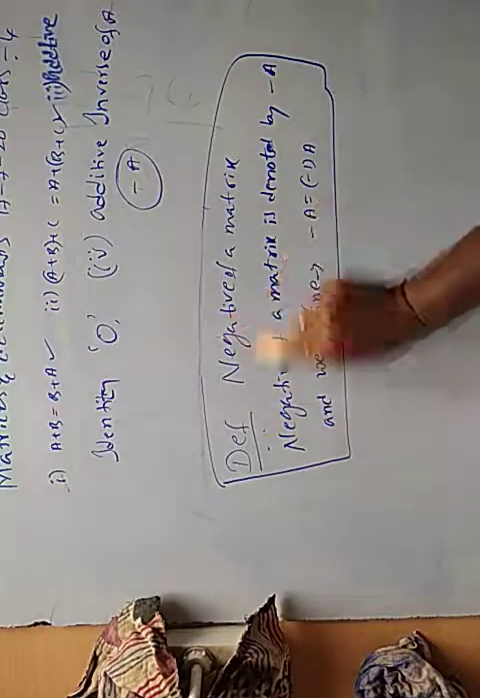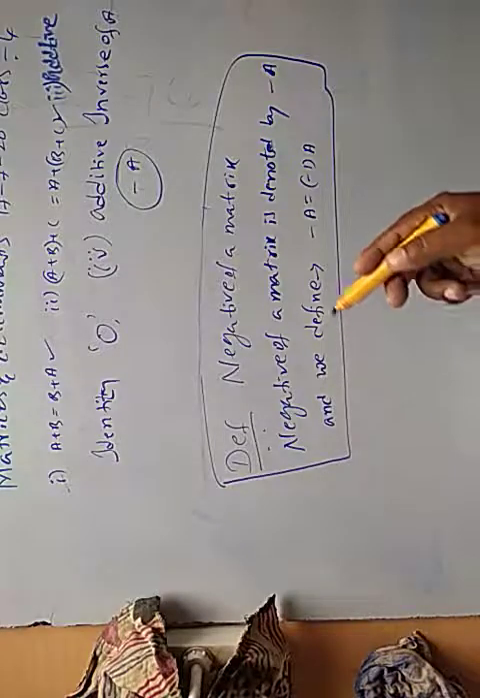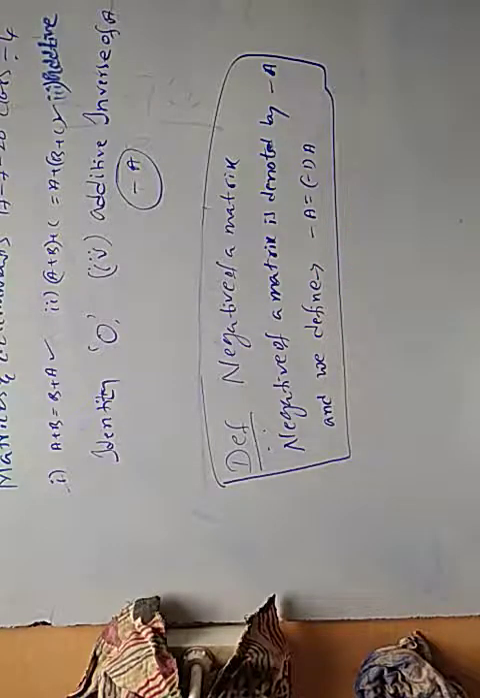Then come to one of the definitions. We are missing one definition while defining the definitions of matrices. What is that? Negative of a matrix. It is a simple definition. Don't confuse it with the negative of a vector. That is also there in the vectors chapter. The negative of a vector definition is also there. The negative of a matrix is also there.